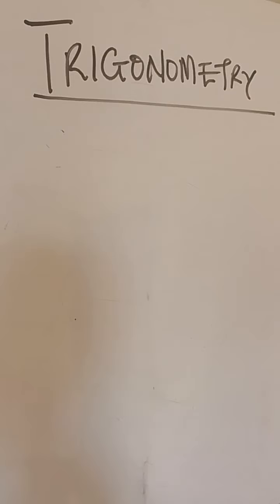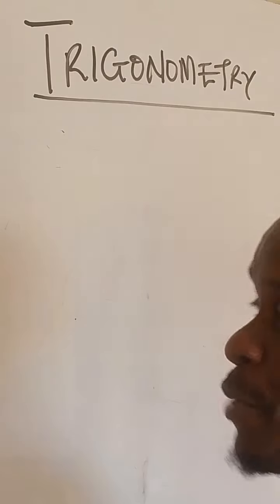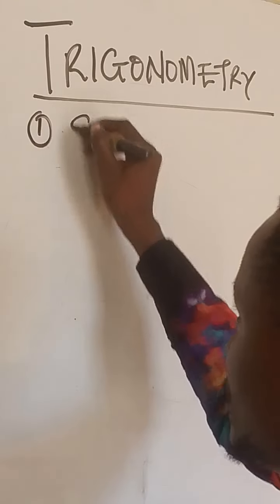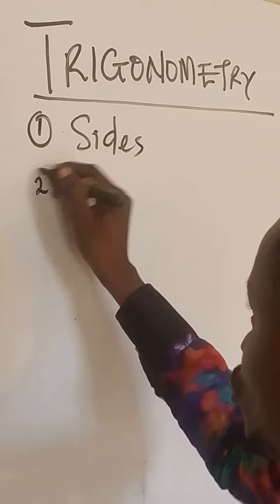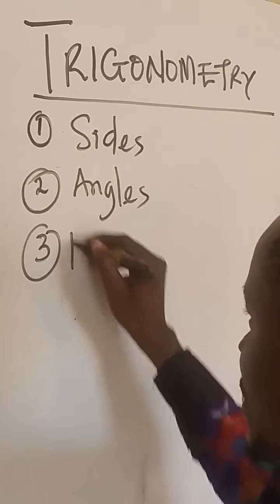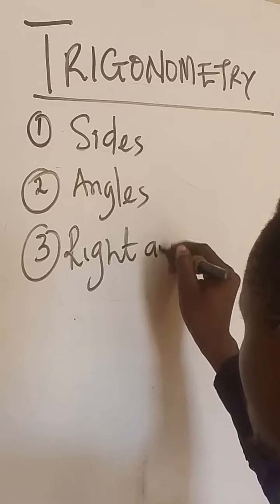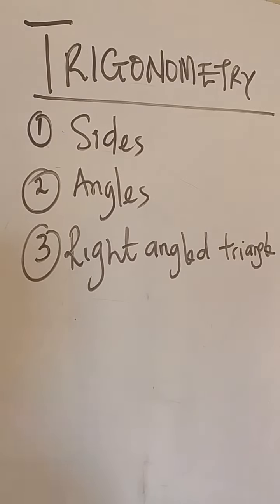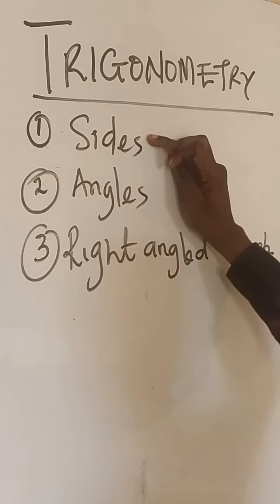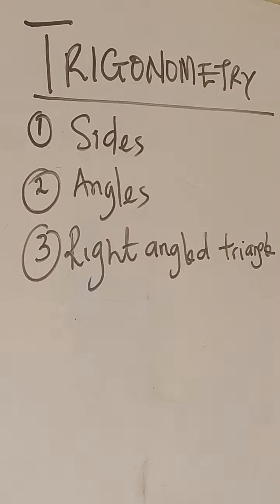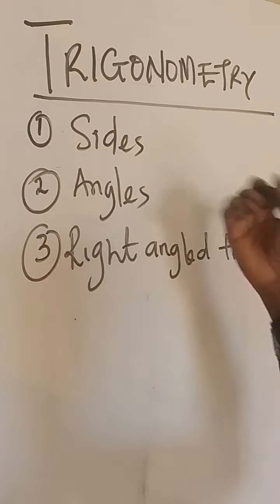Now, you must understand that trigonometry is a branch of mathematics that deals with, number one, the sides, number two, the angles, then number three, a right angle triangle. So on this topic, we'll be dealing with three things: the sides, the angles, and the shape, which is a right angle triangle.